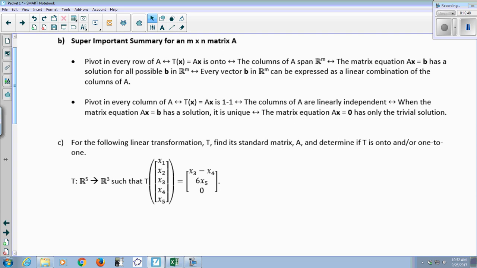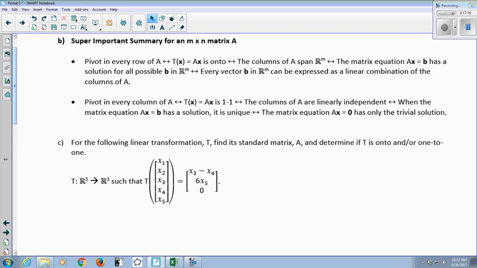A pivot in every row tells you lots of different things. It tells you that the transformation is onto. It tells you that the columns of A span Rm. It tells you that the matrix equation Ax equals b has a solution for all possible b. It tells you that every vector b in Rm in the codomain can be expressed as a linear combination of the columns of A. So there are many questions that you can answer just by looking at the matrix and asking, is there a pivot in every row?